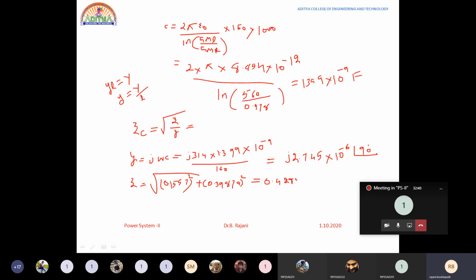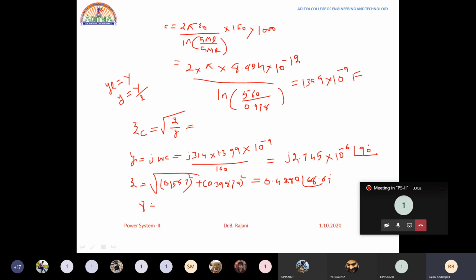4280, I'll be getting with an angle of 68.03 or 68.67, whatever it may be. Please note down what angle you'll be getting. Now I know the value of small y and small z, I can find the gamma value.